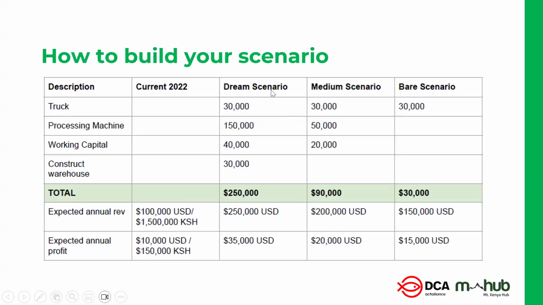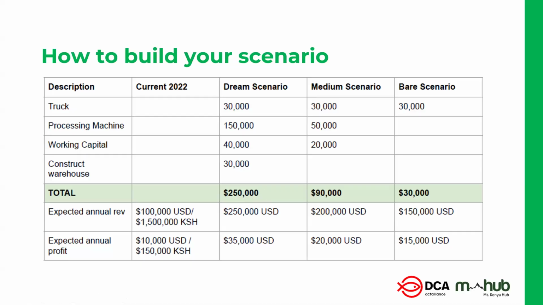So the dream scenario, you're saying you want a truck, you want a processing machine, and you indicate how much it's going to cost. You have working capital and you want to construct a warehouse. So you put all that. So in total for your dream growth, in terms of what you need, it's coming to around 250,000.